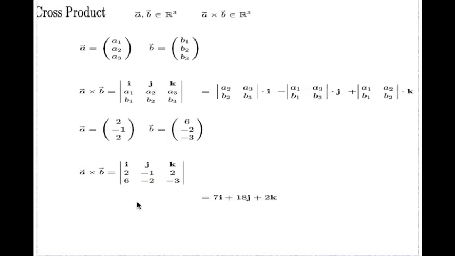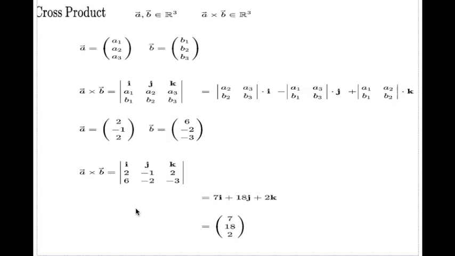And that's all there is to it in terms of computing the cross product. This is the vector of the cross product. You can write this vector in a column form if you want: 7, 18, 2. Either way, I'm happy with it. Any questions in relation to the way we compute the cross product?